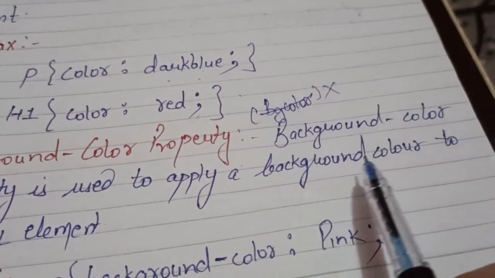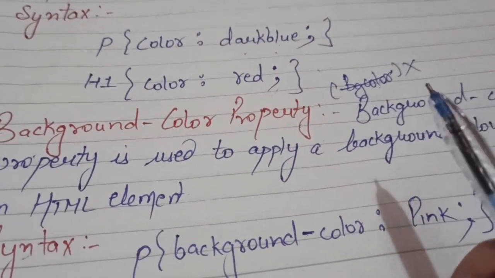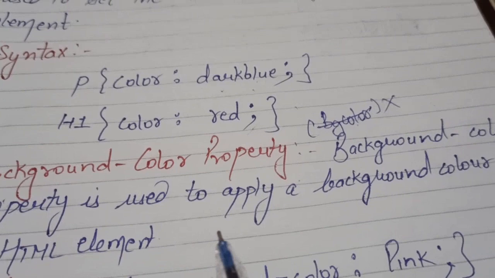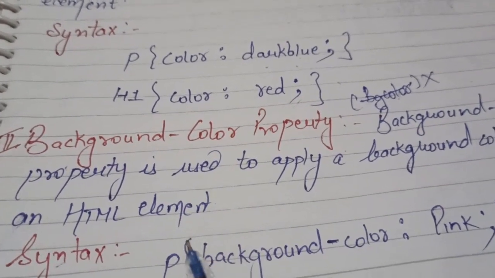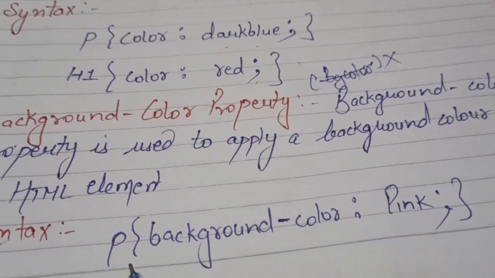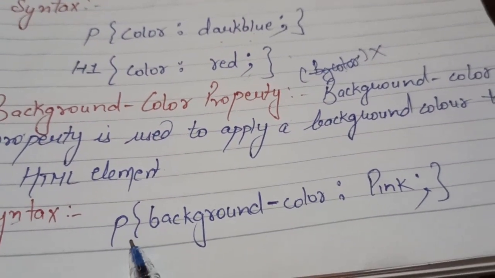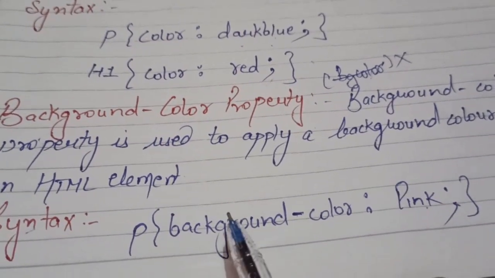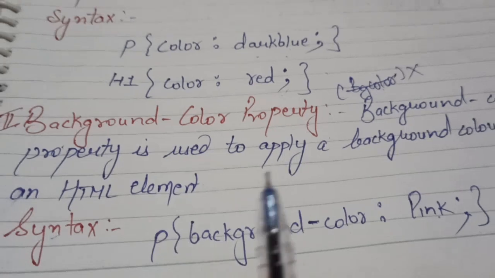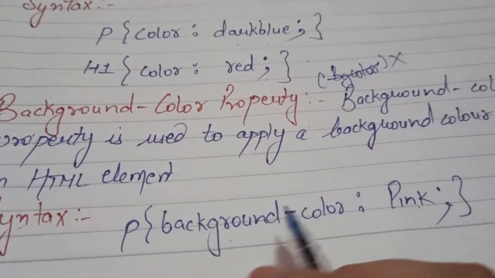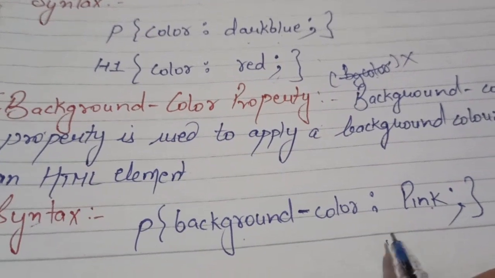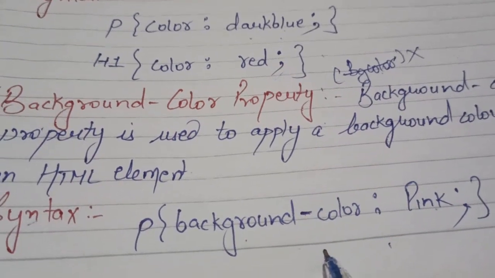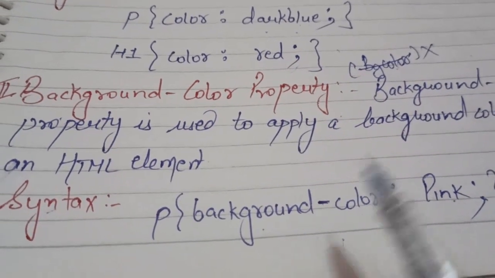The background color property is used to apply a background color to an HTML element. Like color is used to set the text color for an HTML element, here it is used to apply a background color to the HTML element. Whatever background color I have given in the p tag, that is pink. Here p is an HTML element, and I have assigned the CSS property background color pink. So whatever text I have given in this p tag, the background is not white, it would appear in pink color. This I'll show you after this. I'm creating one program in which I have used these properties. So this is the meaning of background color.